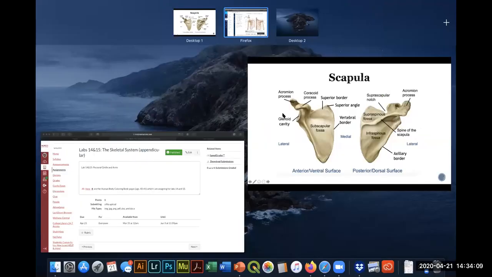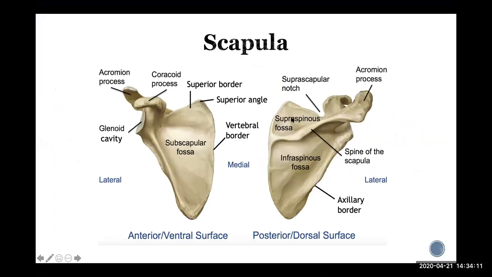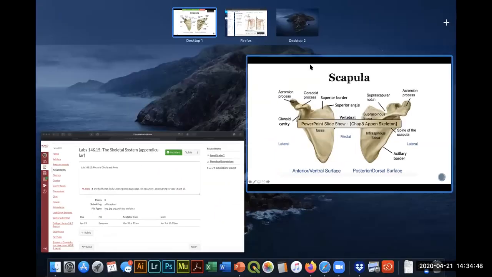We're talking about scapula. Did I miss any terms here? We've got our borders, we've got our angle, we've got the supraspinous or supraspinatus fossa, the infraspinatus fossa, the acromion process, the coracoid process, over there, the glenoid cavity. Okay, so this guy, the glenoid cavity, is literally the socket of the ball and socket joint that is your shoulder joint. Okay, so the head of the humerus fits into the glenoid cavity on the scapula.